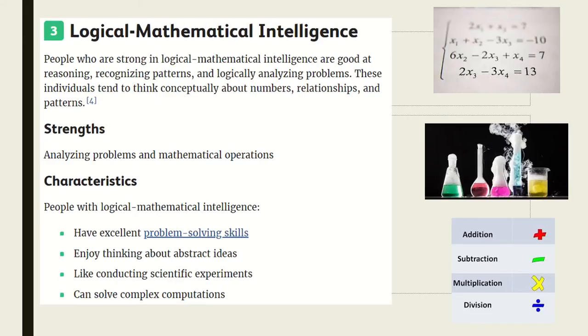Logical mathematical intelligence. People who are strong in logical mathematical intelligence are good at reasoning, recognizing patterns, and logically analyzing problems. They tend to think conceptually about numbers, relationships, and patterns. They have excellent problem-solving skills, which of course is very pertinent in math itself. They enjoy thinking about abstract ideas. They like conducting scientific experiments, and they can solve complex computations. So this is the maths and sciences field. As you can see on the right-hand side, different orders of operation, mathematical operations. This is a key strength in any field relegated to it.